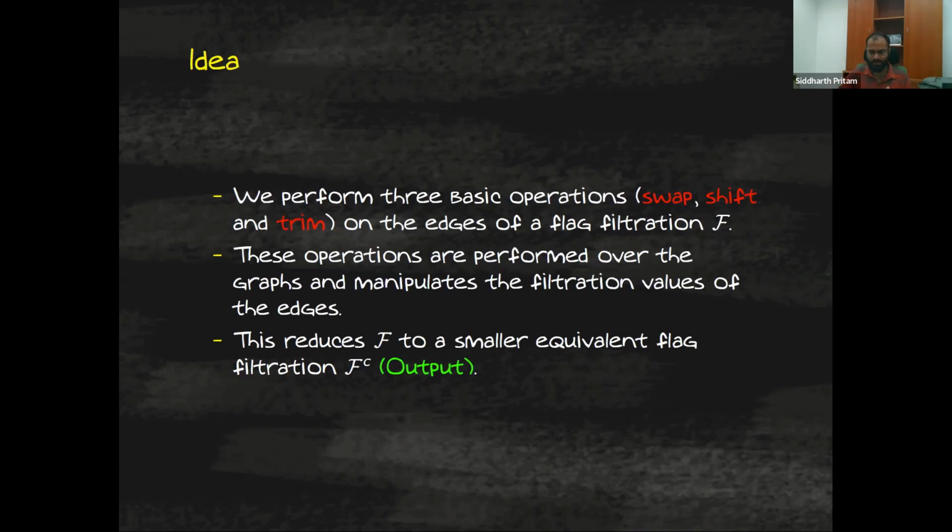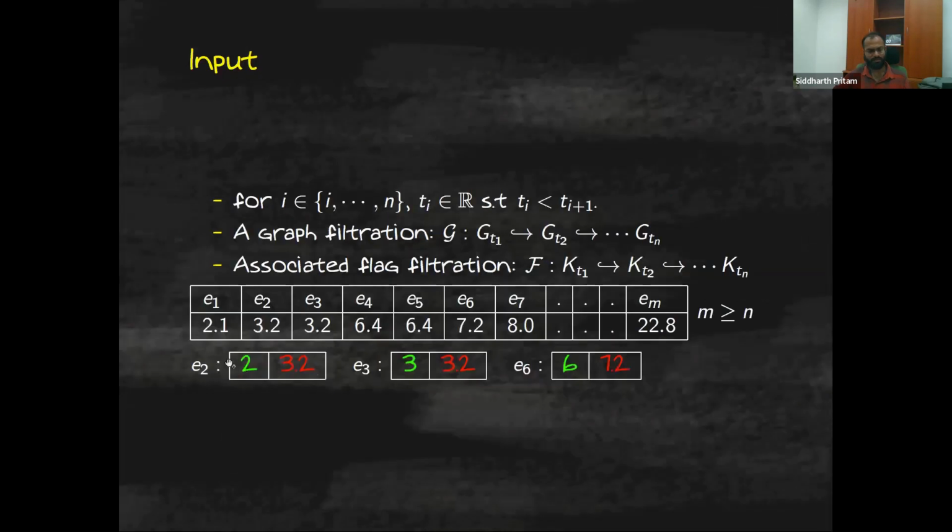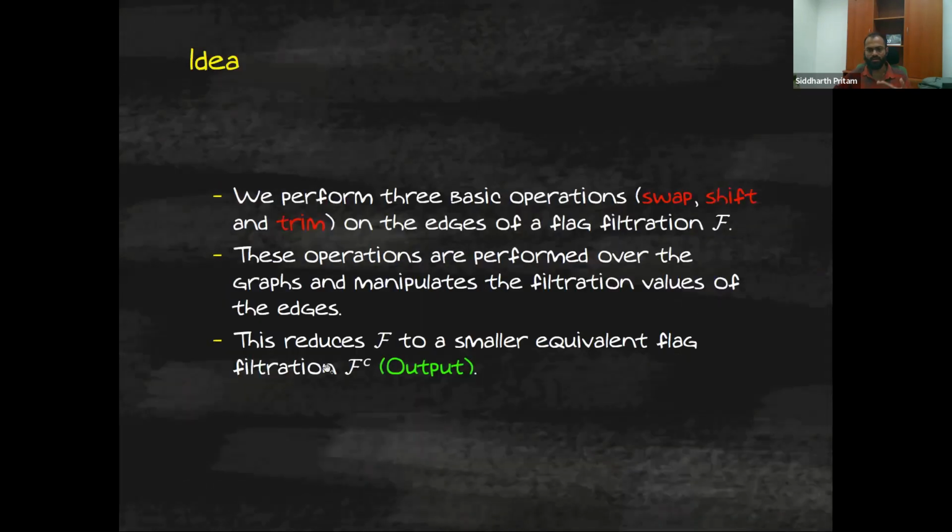Now, given that input setup, the algorithm performs three basic operations, which we call swap, shift, and trim. These operations are performed over the edges of the filtration, and they manipulate these two numbers associated to each edge. After this manipulation, we get a smaller, reduced, equivalent flag filtration. So the input is a filtered graph and the output is a filtered graph. We try to minimize the trouble of expanding the graph to the full simplicial complex and then doing all the reduction. The source of improvement here is that the whole algorithm works only at the level of the graph, and it reduces the size of the graph. So the gain in terms of the simplicial complex is much more.